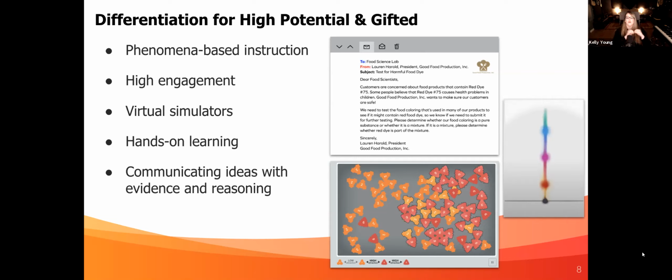So you're taking something as simple as looking at the molecular structure of something, whereas before you would look at the solubility of salt water, but now you're looking at chromatography, red food dye. You're looking at how the molecules are interacting on the screen. You've got these visual simulators. You still have that hands-on learning. Kids are communicating up a storm, and you've got the engagement of every single student in your classroom.